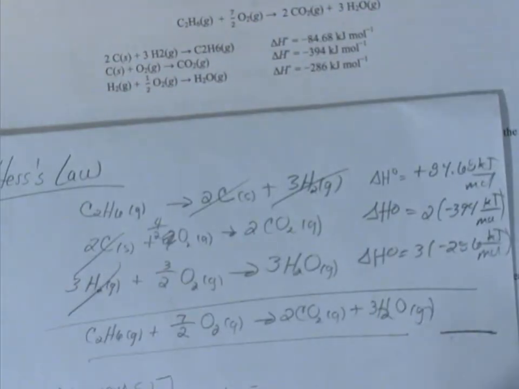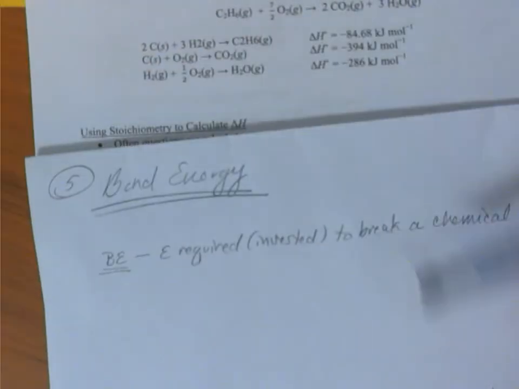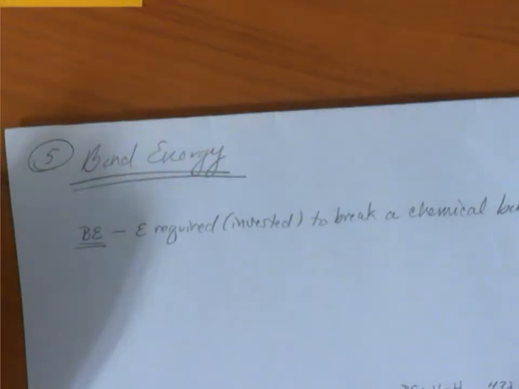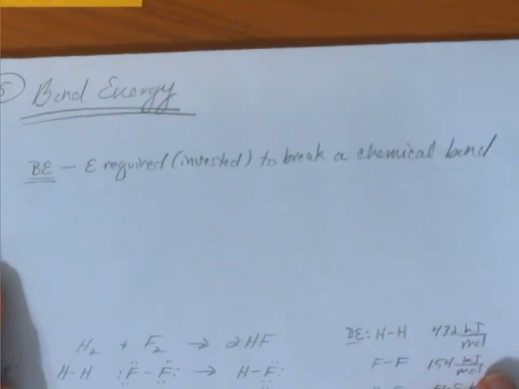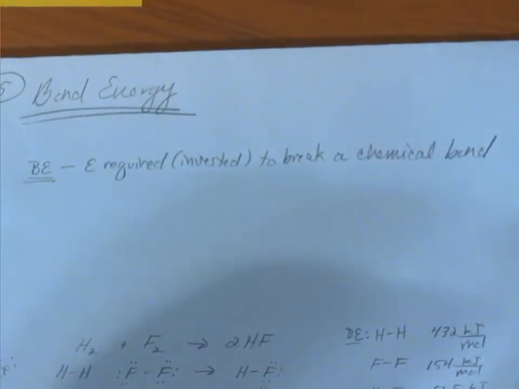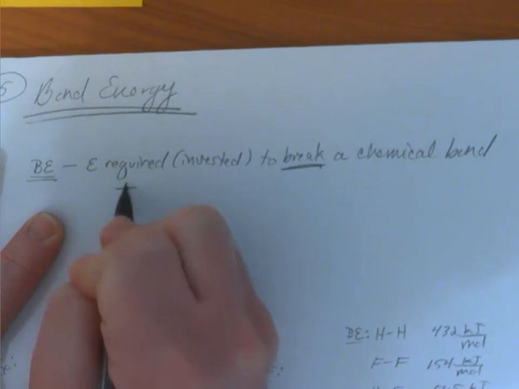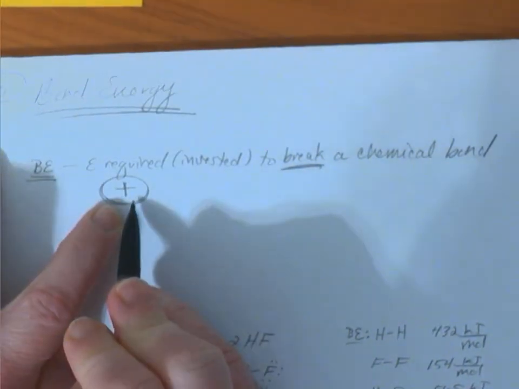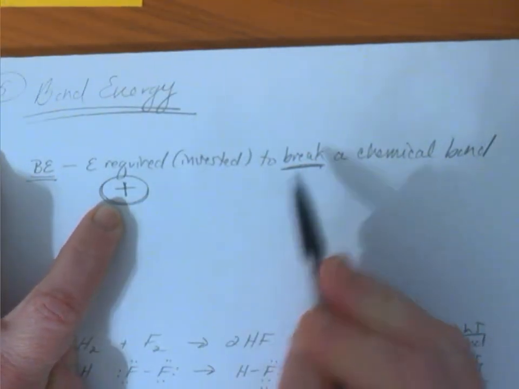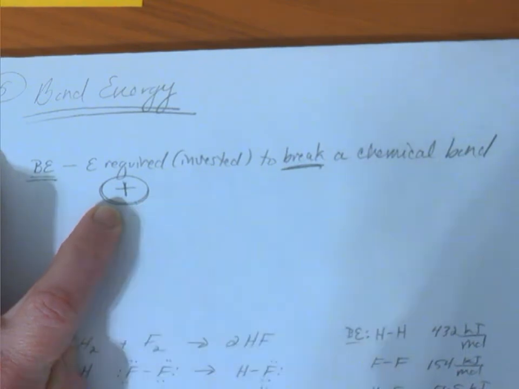All right, so 5th, bond energies. All right, just like enthalpy of formation, we need to understand what bond energy is. And bond energy is the energy that is required to break a chemical bond. These are always positive values, always. To break anything, it requires the investment of energy.